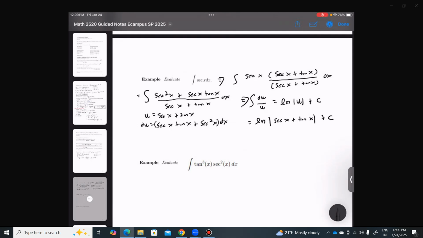This actually is going to come in handy because we're going to be integrating secant x a few different times throughout the semester.